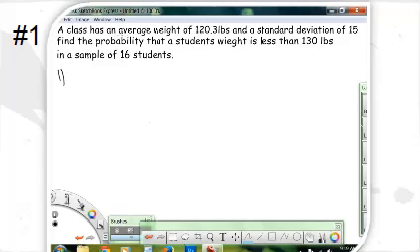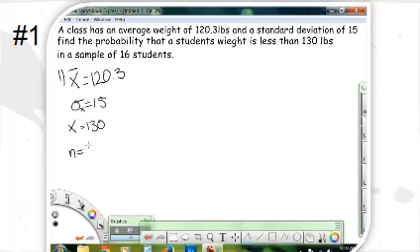Going from left to right, we see that the average weight is 120.3 pounds, so the mean we will denote as x bar equals 120.3. Standard deviation we will denote as sigma x equals 15. And we're trying to find the probability, we'll denote as x, which is 130 pounds. And your sample size, denoted by n, is 16.